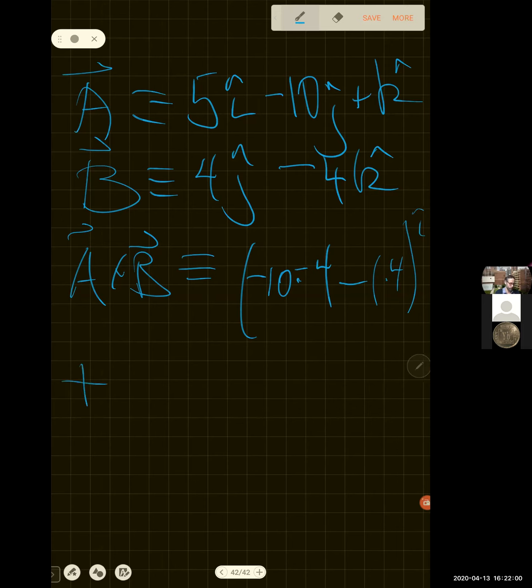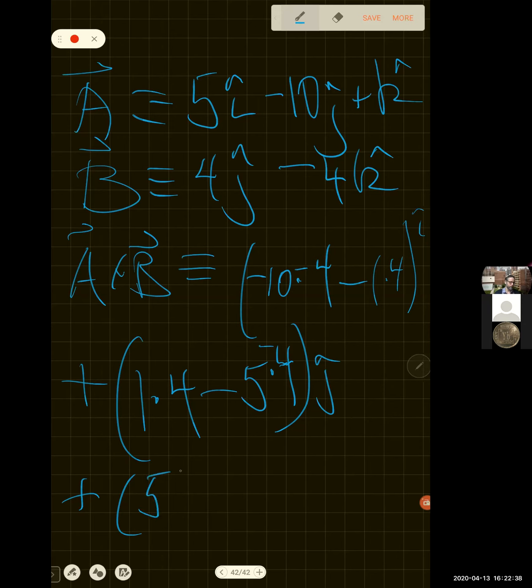Plus, now we go to the Y component, it's going to be AZ, which is positive 1, times BX, which is positive 4, minus AX, that's positive 5, times BZ, that's negative 4. That all together makes the j component of our answer, or the y component. And the final thing is AX, that is positive 5, times BY, that is positive 4, minus AY, that's negative 10, times BX, that is positive 4. I've undoubtedly made a mistake, but I don't think so.